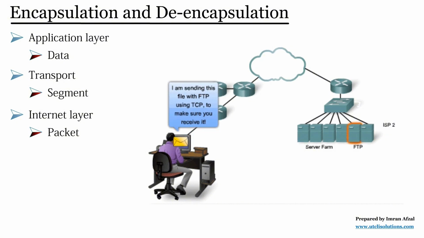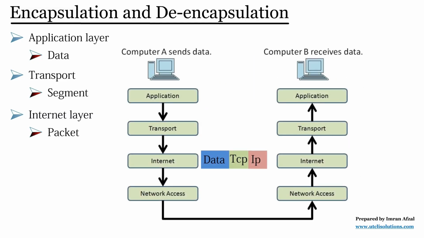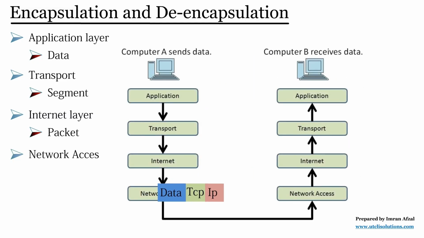Although we are mentioning IP addresses here, we will explain them in detail in future lectures. For now, understand that IP addresses help identify devices across different networks. The packet is then passed to the network access layer.